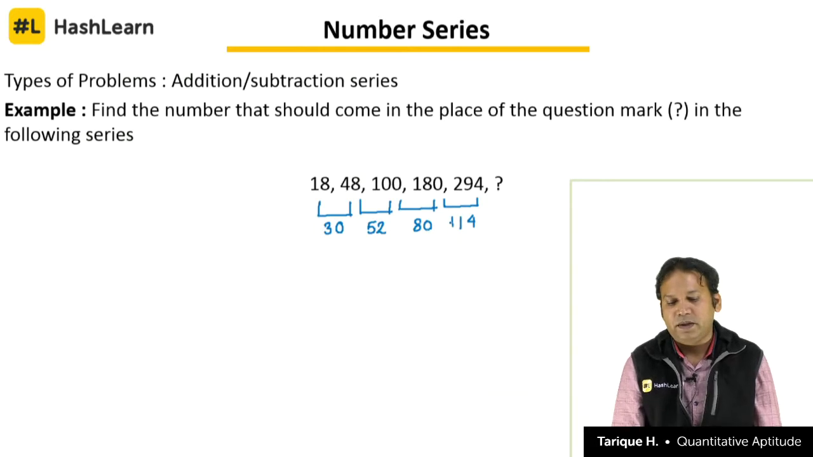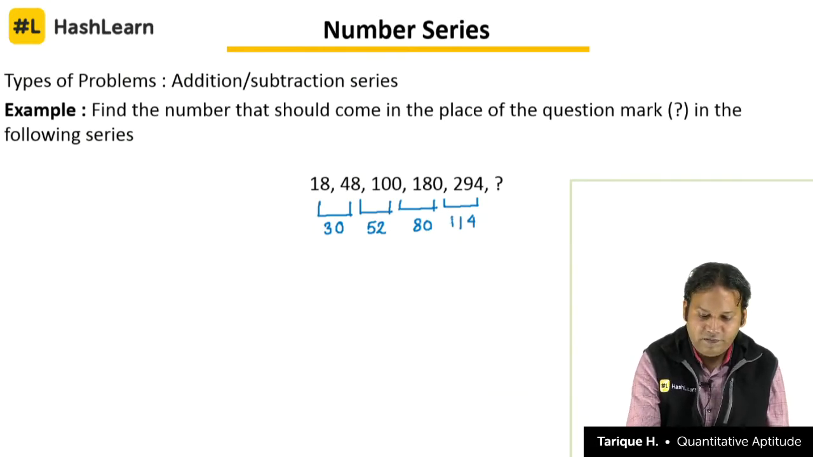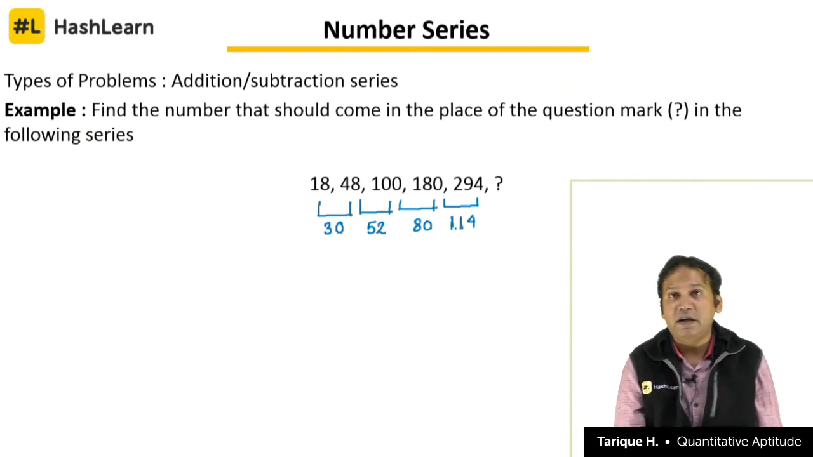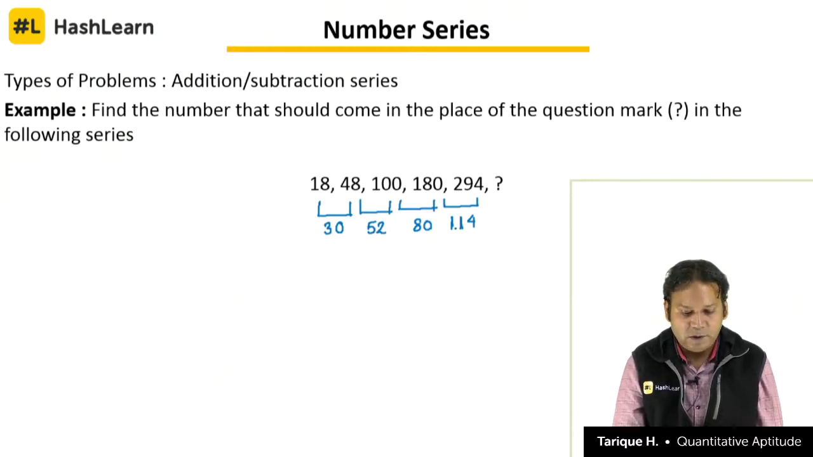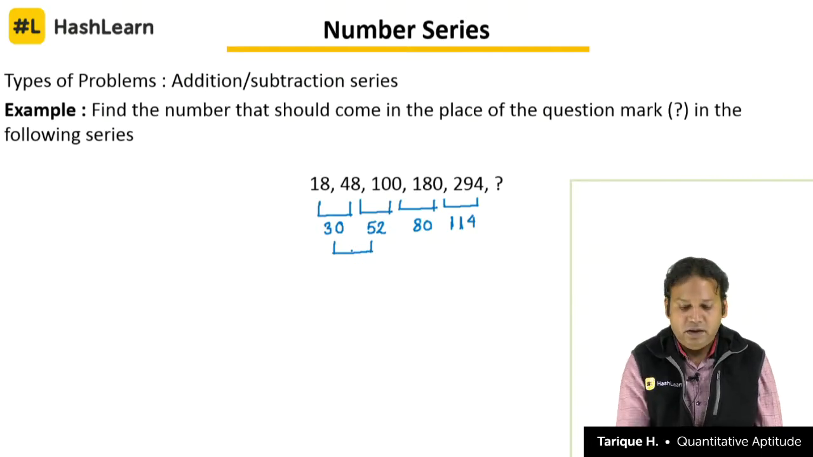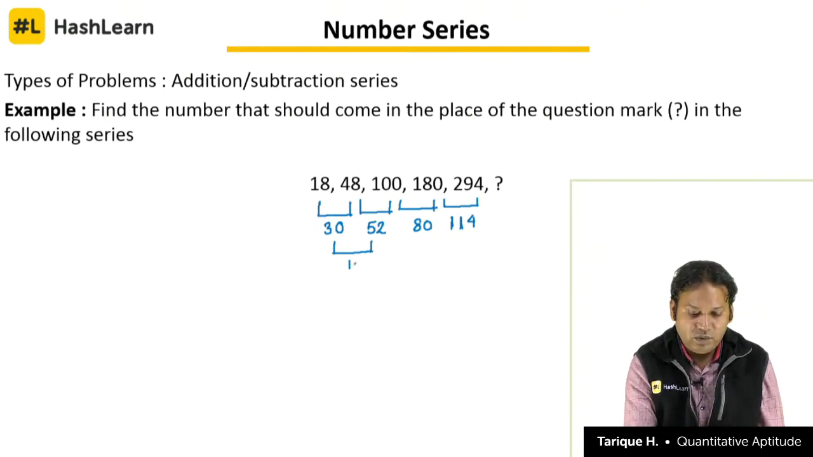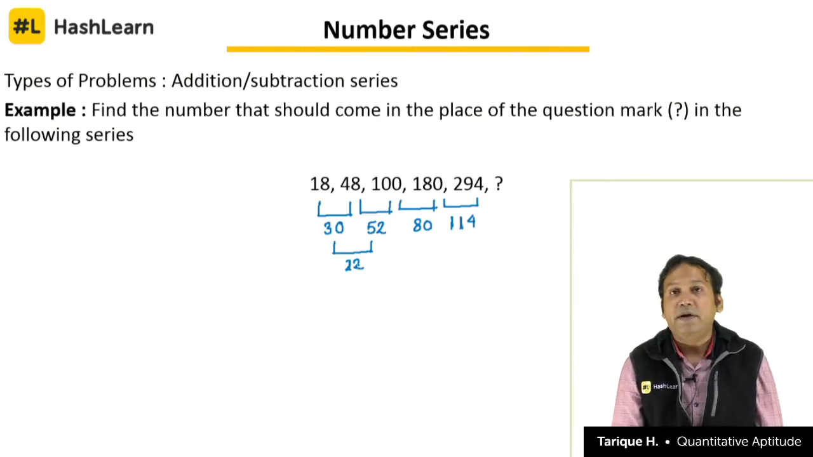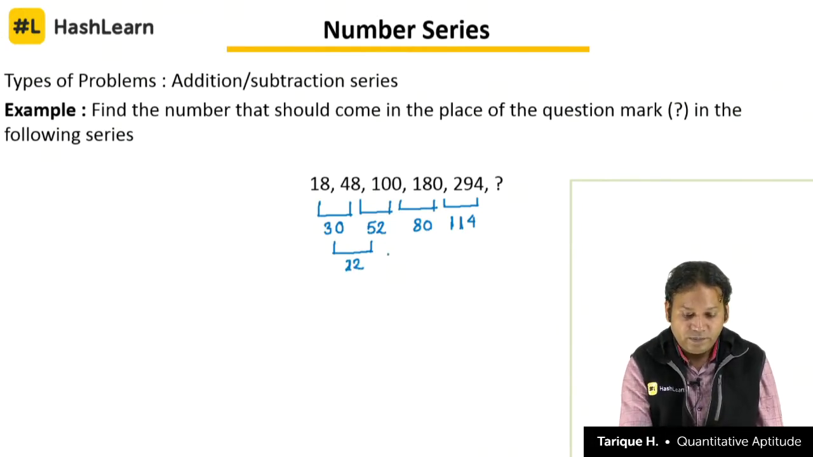And 180 and 294, the difference is 114. Clear? Now you see 30, 52, 80, 114, it is not very clear to you what type of numbers these are. These numbers are not in arithmetic progression also. So again, what we are going to do, not going to waste time, rather we are going to find out the second level of difference. 30 and 52, what is the difference? 22. 30 and 52 difference is 22.